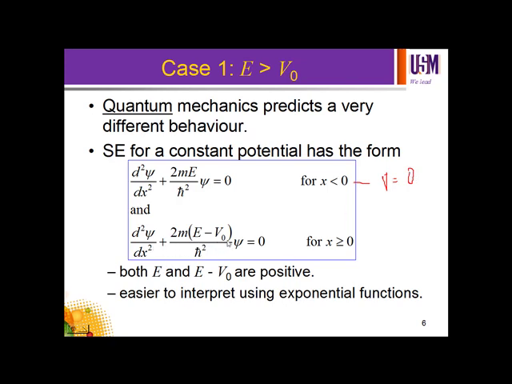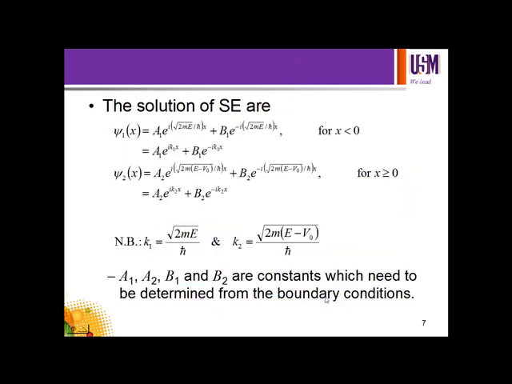With E minus V naught for x greater than 0, that means to the right of the wall. Both E and E minus V naught are positive because here E is greater than V naught. So E minus V naught should be positive. So when both are positive, it is easier to interpret using exponential function. So the solution should look like this. Okay, the solutions of the Schrodinger equation are psi 1. This is in the region. The one here indicates the region before or to the left of the wall, potential wall.